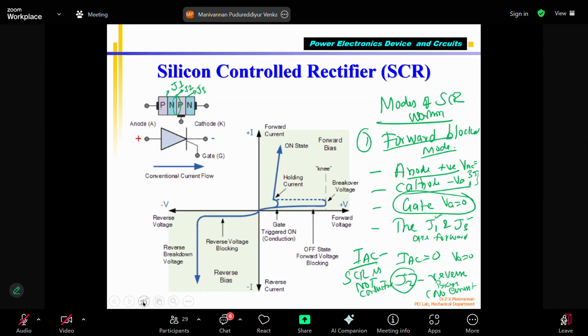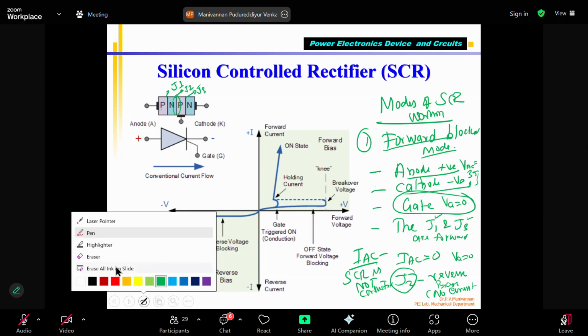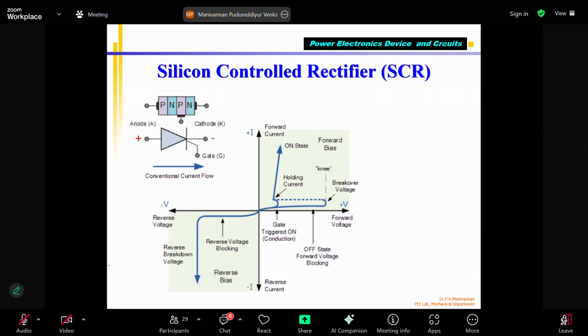Okay. Then next, because I am going to delete this and write something else, the second mode. The second condition is called the forward conduction mode.